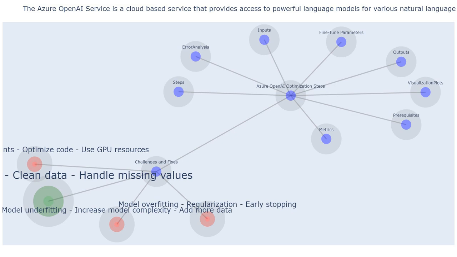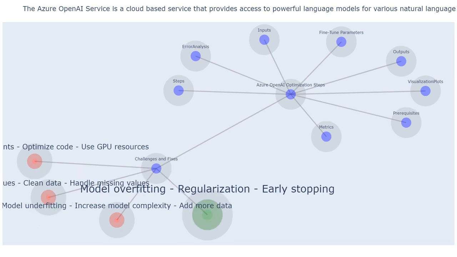handle missing data. Model overfitting occurs when the model learns the training data too well and fails to generalize to new data. This results in poor performance on unseen data. Regularization is a technique used to prevent overfitting by adding a penalty term to the model's loss function. This penalty term discourages the model from becoming too complex and learning the noise in the training data.